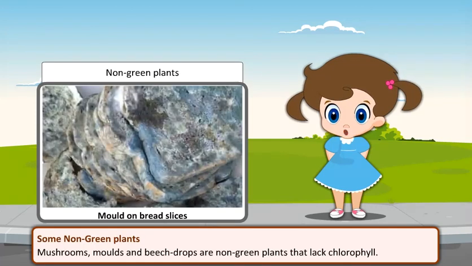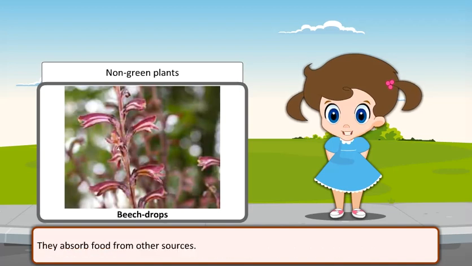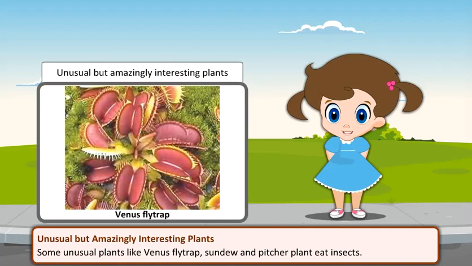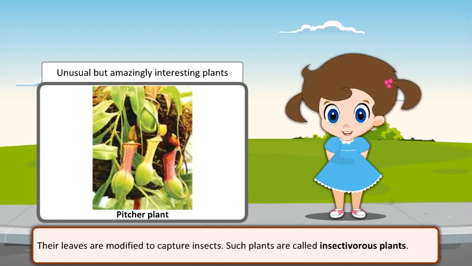Some non-green plants. Mushrooms, molds, and beech drops are non-green plants that lack chlorophyll. They absorb food from other sources. Unusual but amazingly interesting plants. Some unusual plants like Venus flytrap, sundew, and pitcher plant eat insects. Their leaves are modified to capture insects. Such plants are called insectivorous plants.